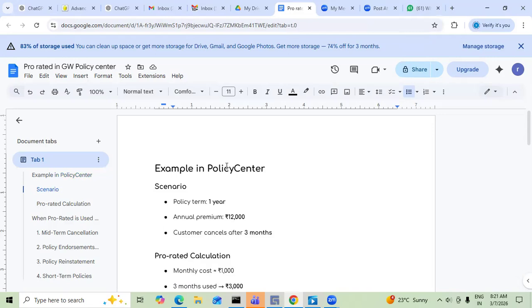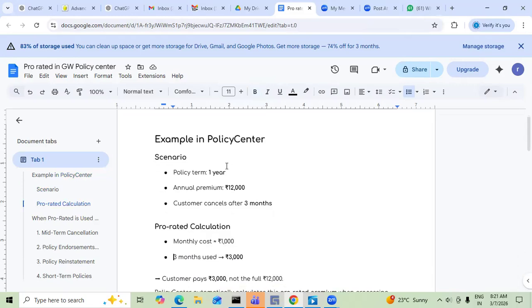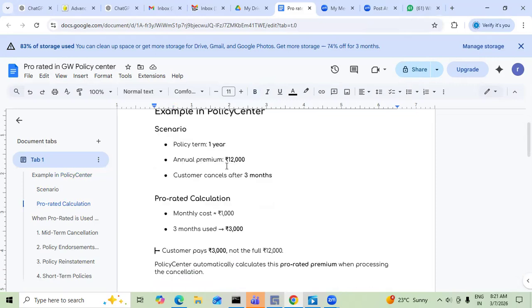Now, how can the prorated calculation be done? The monthly cost, for example, is 1,000 rupees, so 1,000 rupees every month times 12 months is 12,000. Once the customer has used it for 3 months, the amount the customer has used is 3,000. Now the customer pays 3,000, not the full 12,000. So Policy Center automatically has to calculate the prorated premium whenever the cancellation has been initiated.